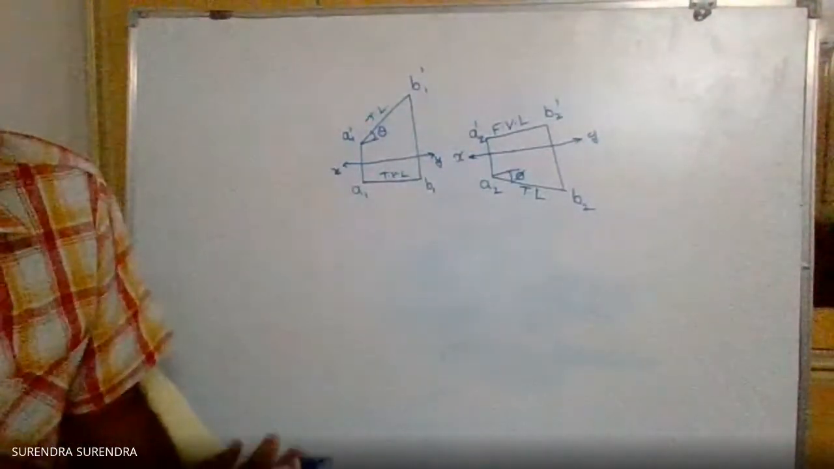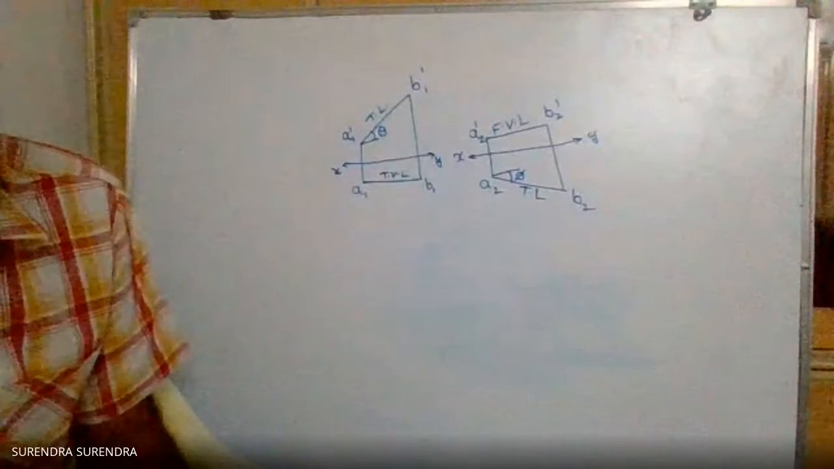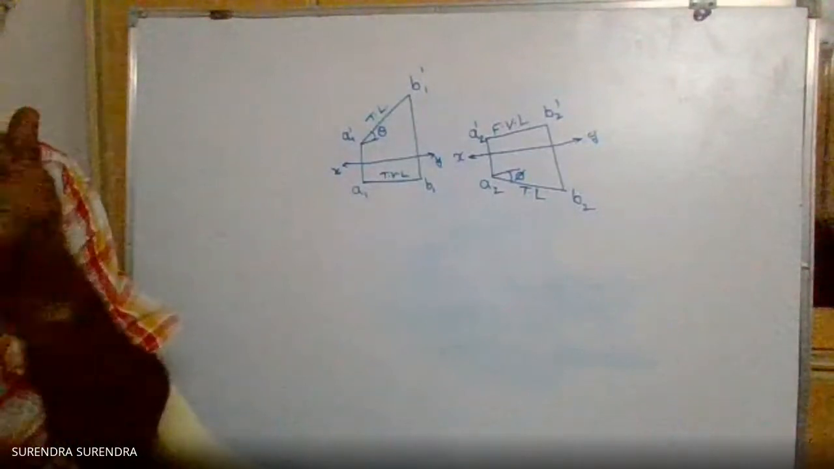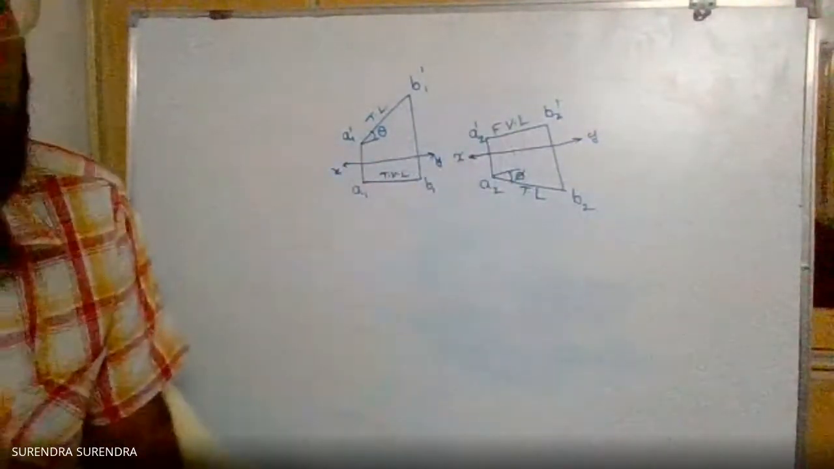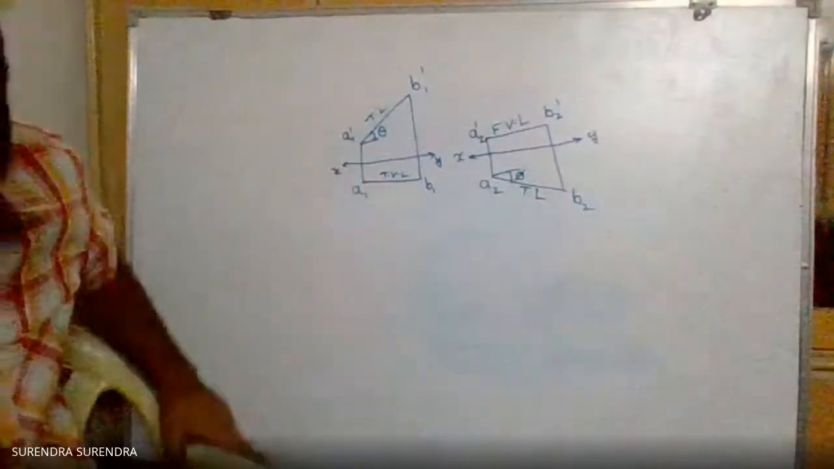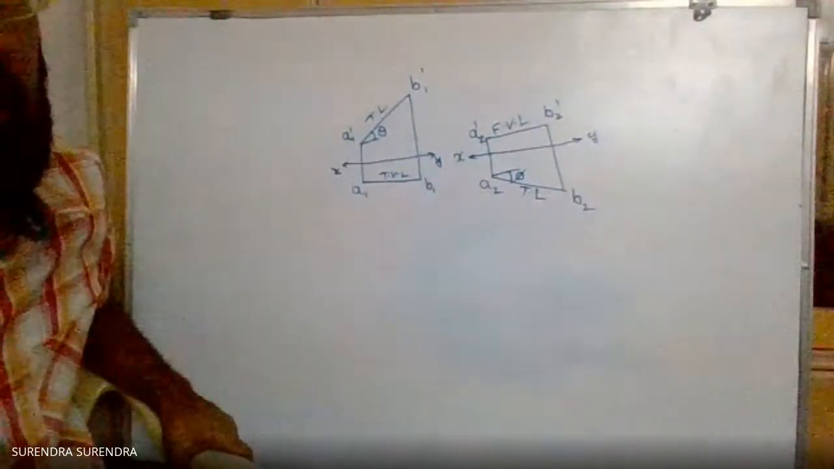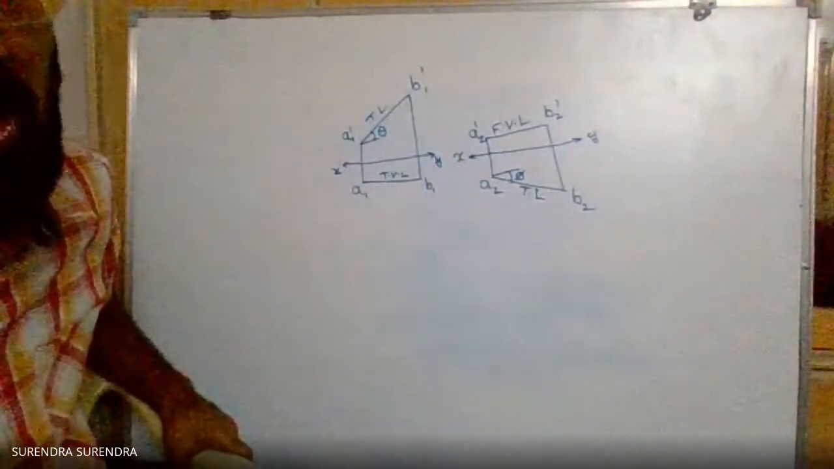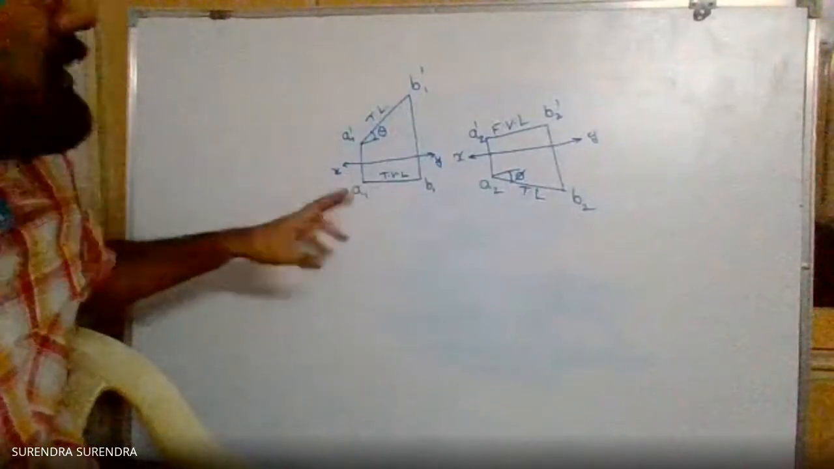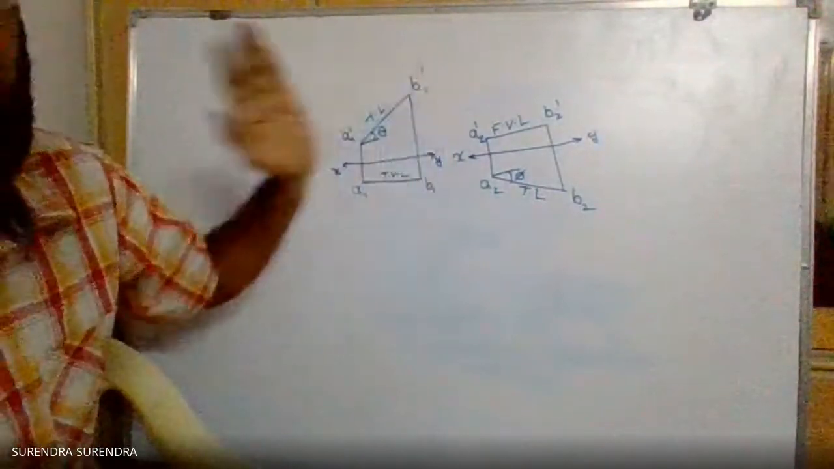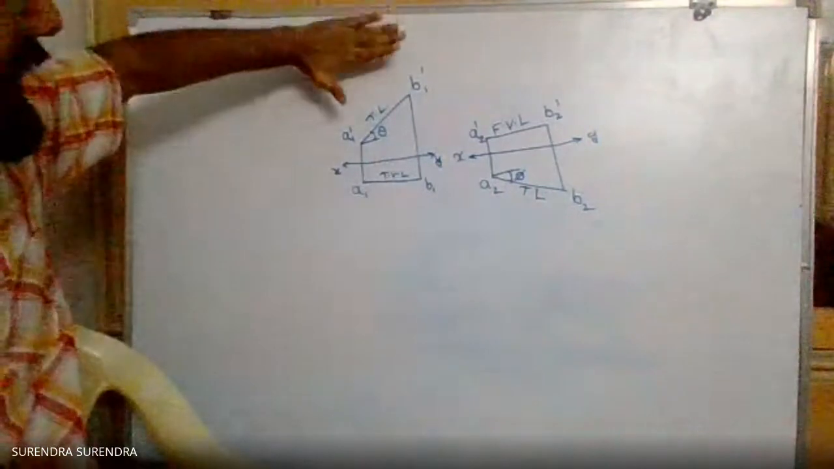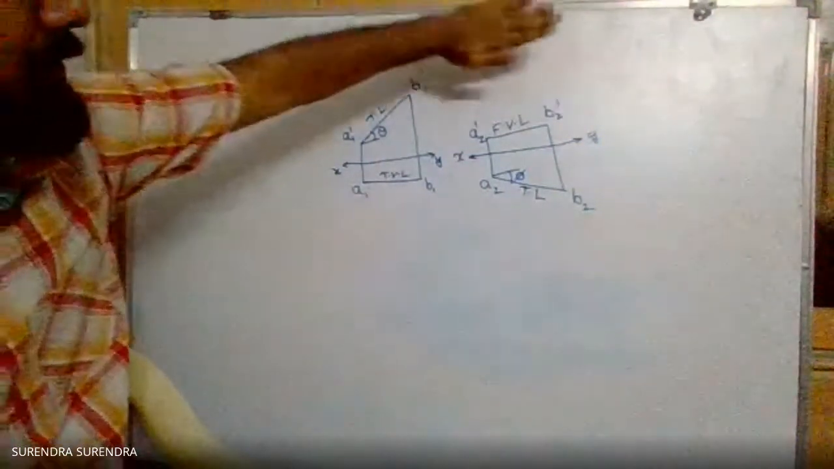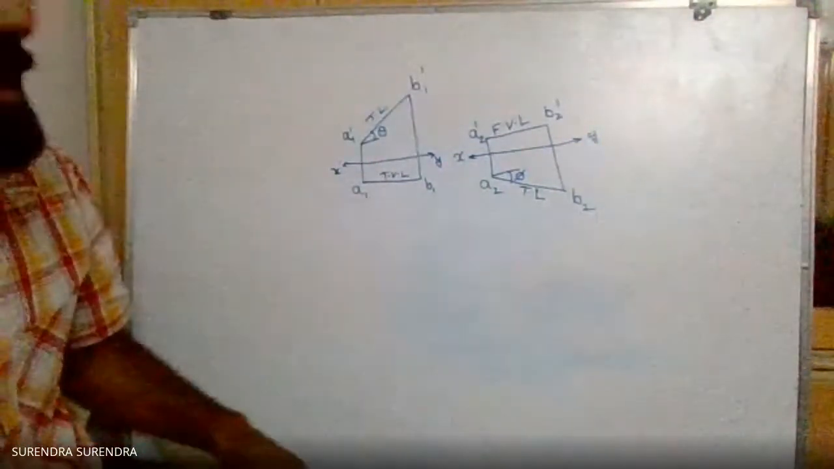So just refer to the previous problems, problem number 2, 3, 4, and 5. You'll get only these two shapes. Maybe the distance of the points from reference line xy may vary, or the length may vary, and the dimensions may vary, but the overall configuration figures are these two: when the line is inclined to horizontal plane, and when the line is inclined to vertical plane.